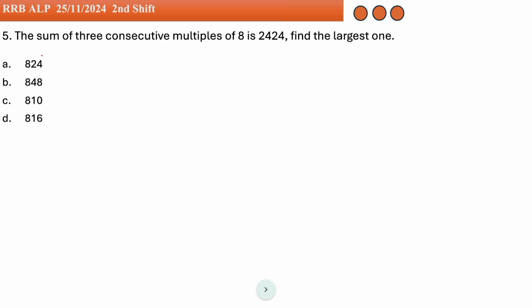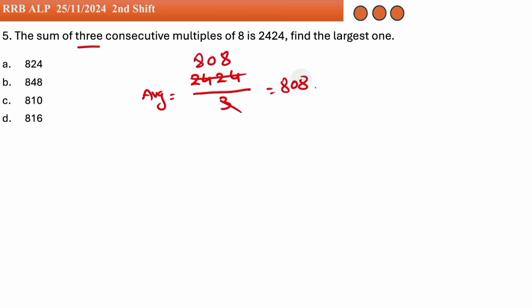Next question. The sum of 3 consecutive multiples of 8 is 2424. Find the largest one. See here, sum of 3 consecutive multiples, 2424 is sum. Number is 3. So average becomes 3 ones, 3 eights 24, 0, again 3 8 24. 808 is average.